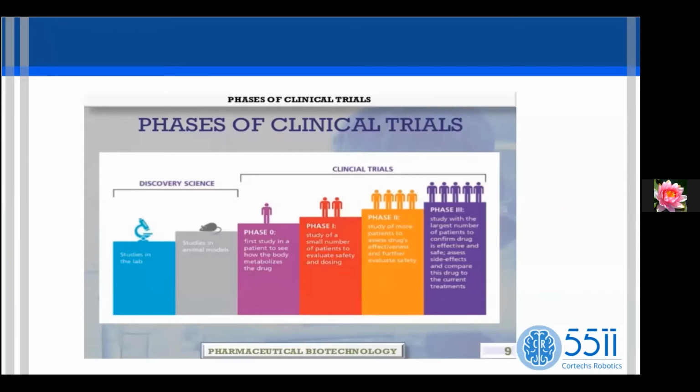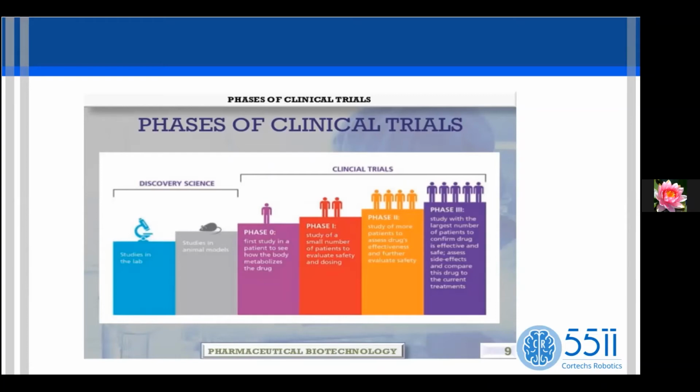If it passes that test, it goes to the first human trial, phase 0. And that's the first study in a patient to see how the body metabolizes the drug, or how the drug that was now used with animals is working with people. Phase 1, in that phase, the first thing that scientists have to prove is is this drug or medicine safe?